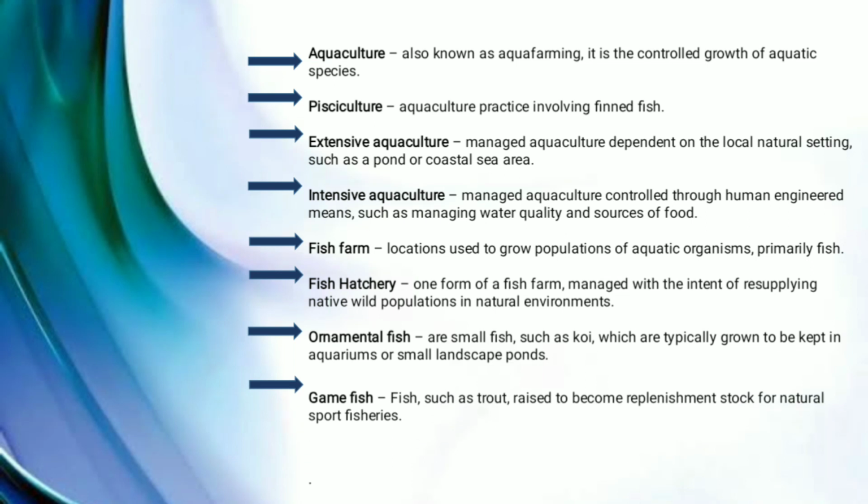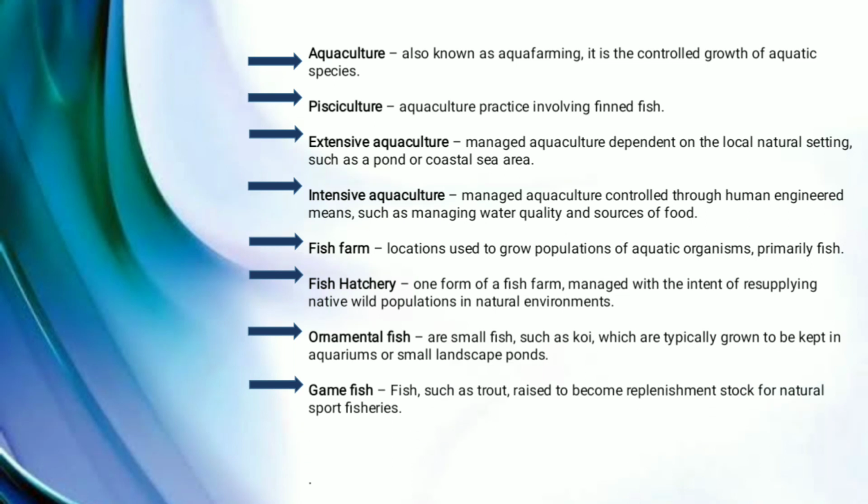And next is game fish. Fish such as trout become replenishment stock for natural sport fisheries. In actual, trout is cultivated in colder areas or perhaps in marine water where there is plenty of water with saline conditions. Trout is also a bit tastier than Labeo rohita and Catla from all of these above. That is a game fish also.